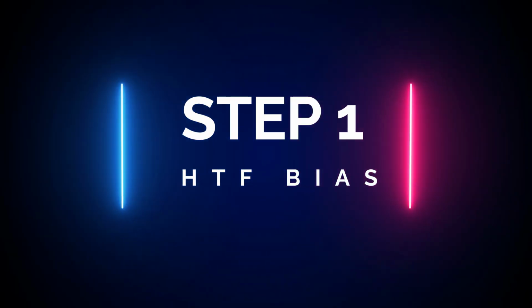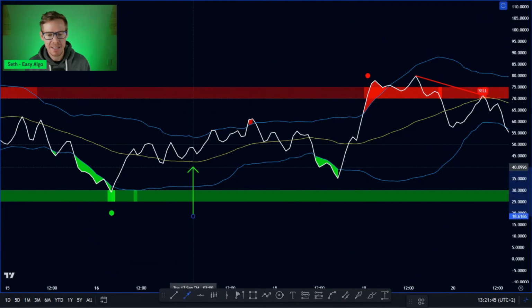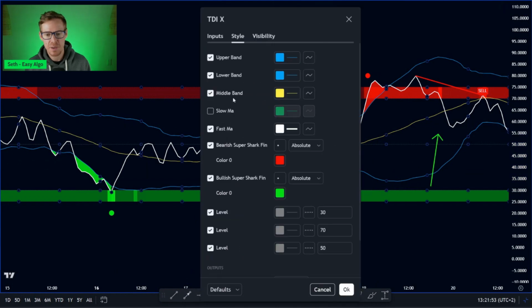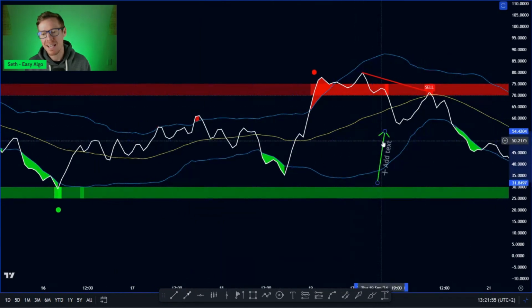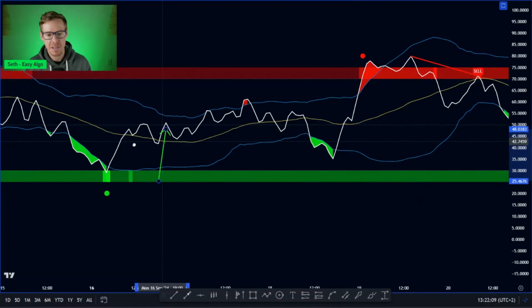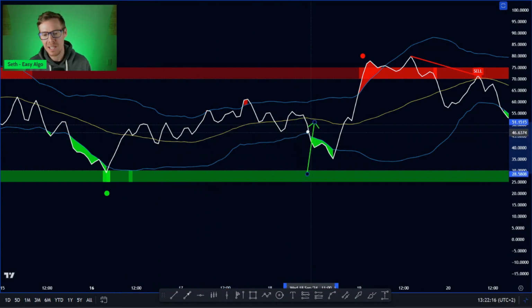Step number 1 is higher time frame bias. So if you look at the TDI X over here, just pay attention to this middle line. Can you see this middle line that moves here? If we open up the settings, you can see it is called the middle band. The middle band is helping us understand the sentiment of the market, and it acts as this dynamic line that tells you when the market's going to bearish or bullish environments. If the white RSI is on top of that line, we're only looking for buys. If it breaks below it, then we're only looking for sells.